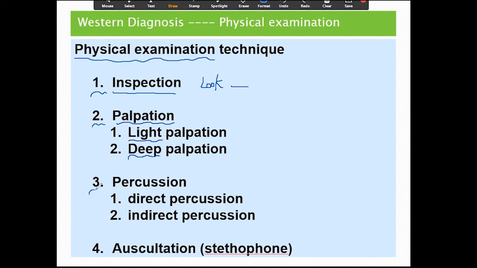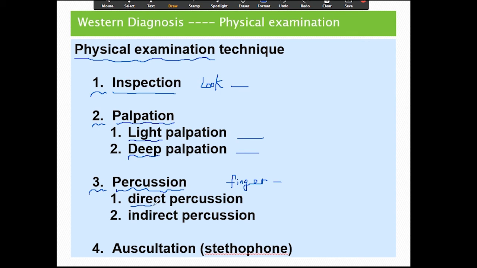Then the special way we use is called percussion. Percussion uses the fingers to tap the patient, and then we hear the sounds coming from the tapping. So basically, it's hearing the sound. Palpation is just tapping, lightly and deeply, without any special sound. With percussion we truly hear the sound.